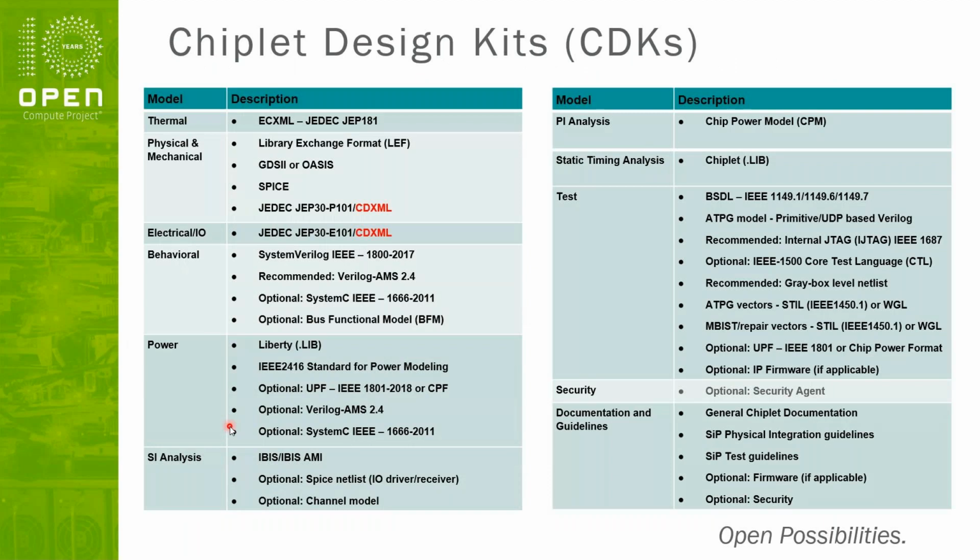So the CDKs, again, this was our checklist that we came up with, recommending pretty much all the models that are required for a chiplet that would be required to do chip level analysis. And I do expect that this list will change over time, but you can see there's different categories, thermal, and most of these are existing standards. For physical and mechanical, certainly LEF, GDS, OASIS, SPICE are standard formats. There are some gaps though, and specifically for packaging, you do need to worry about the shape of the connectivity structures.